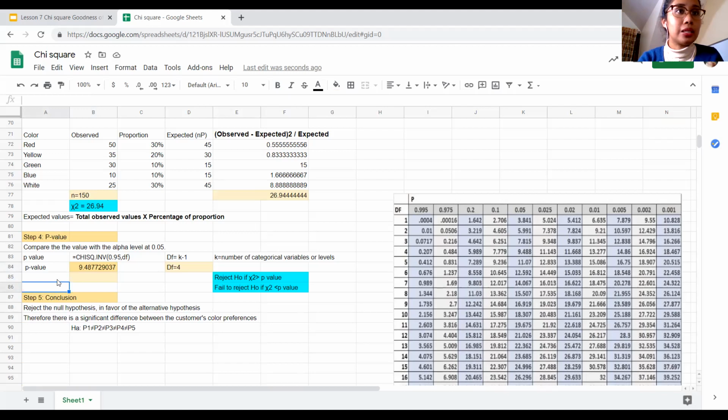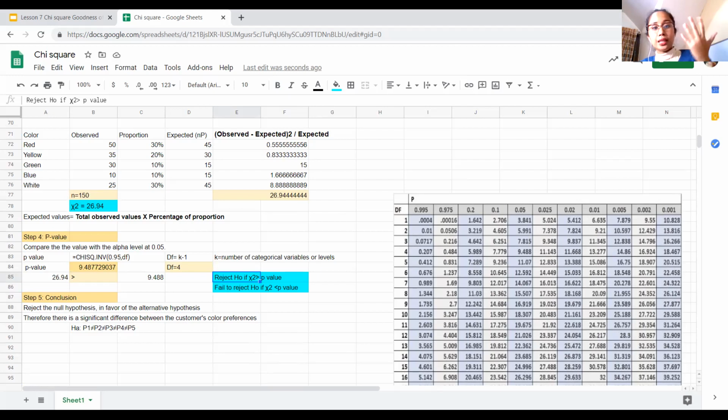So, compare natin, class. So, 26.94, greater than or less than 9.488? Yan. It's greater than, your chi-square is still greater than. Mas malaki pa rin siya. So if it's greater than, we will reject the null hypothesis in favor of the alternative hypothesis. And so therefore, there's a significant difference between the customers' color preferences.